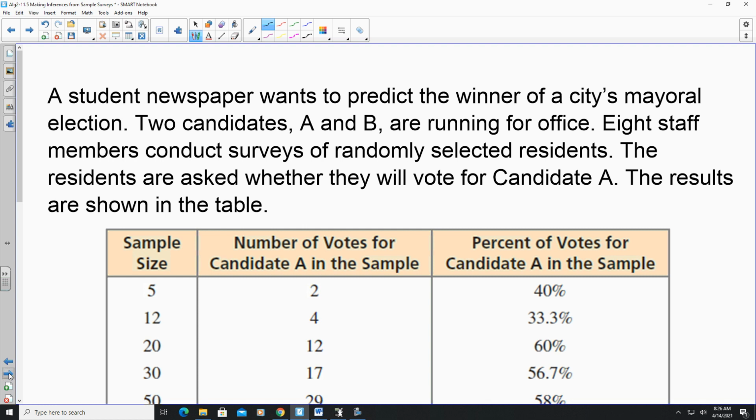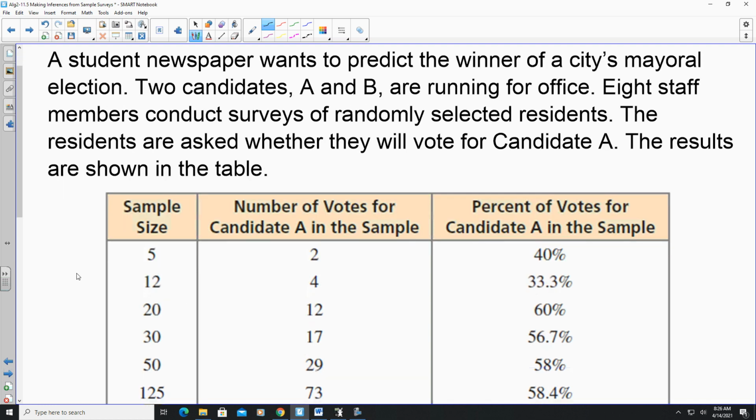The other thing that we're looking at is being able to estimate population proportions. In this particular example, it says a student newspaper wants to predict the winner of a city's mayoral election. Two candidates, A and B, are running for office. 8 staff members conduct surveys of randomly selected residents. The residents are asked whether they voted for candidate A, and the results are shown on the table.